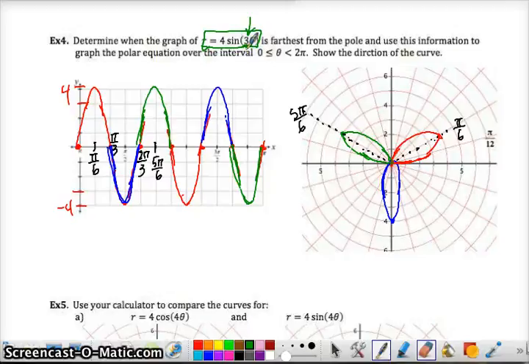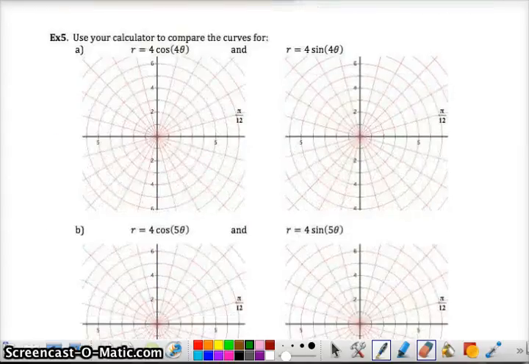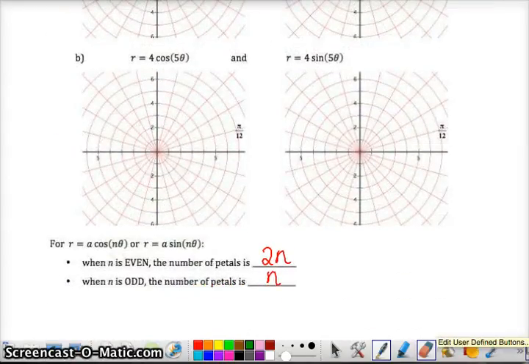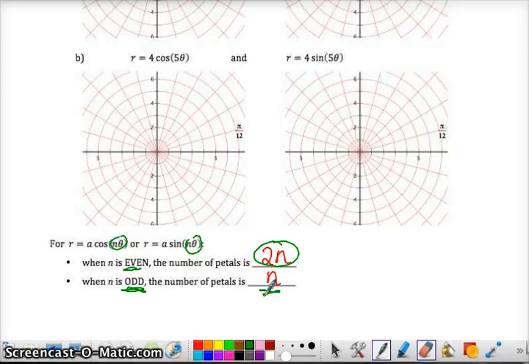So what is the difference between sine and cosine? You still only have 3 curves. You're still going to loop around twice. We have a green part, a blue petal, and a red petal. The 4 still tells us the length of the petal, and what does the 3 do then? Well, the 3 is how many petals you have. So down here, when n is even, then we have twice the amount of petals, that's 2n, and when n is odd, then we have just n petals.